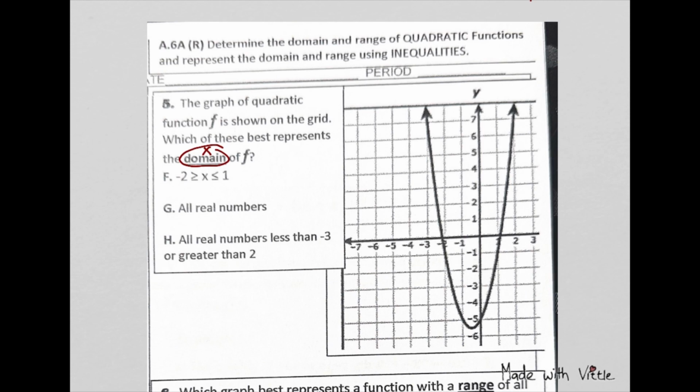The graph of quadratic function f is shown on the grid. Which of these best represents the domain of f? Domain means x. So what did we say the values of x will be? Looking at your graph, it is continuously going to the left outwardly and continuously going to the right outwardly, meaning all x will be touched, whether that's positive or negative. Therefore, it's all real numbers.